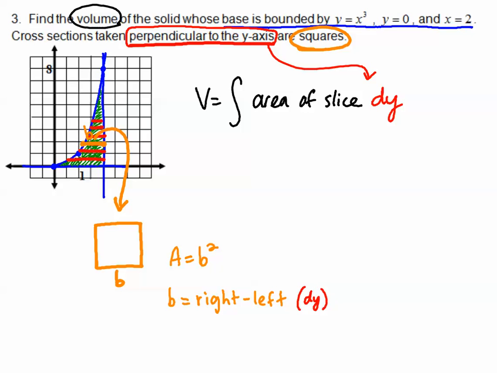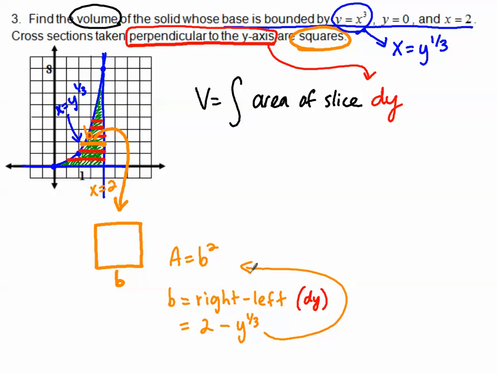So let's go ahead and figure out what is the function on the right. Well, on the right, that is x equals 2, so 2. On the left, that is x equals, I don't have that yet. I just have y equals x cubed. Let's change that to x equals. Okay, now I'm ready. So on the right, I have x equals y to the 1/3 or cubed root of y. So 2 minus, on the left, y to the 1/3. There's my base. Can't really simplify that, but that's okay.